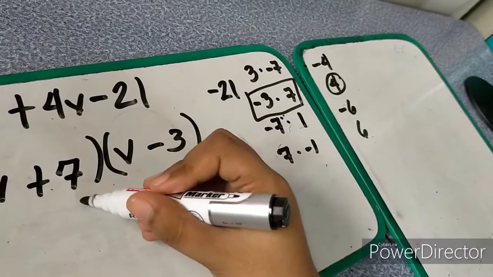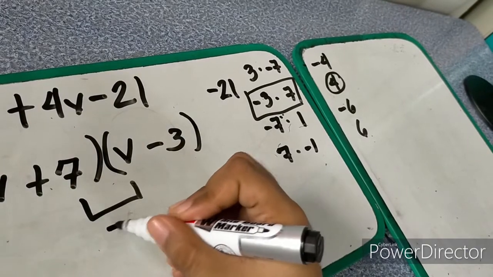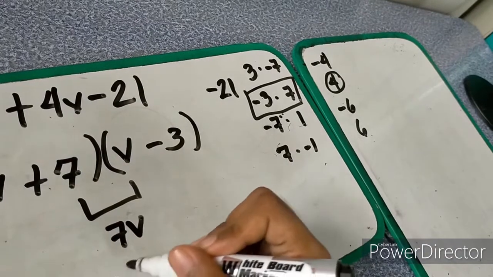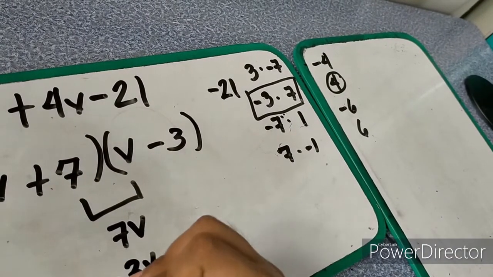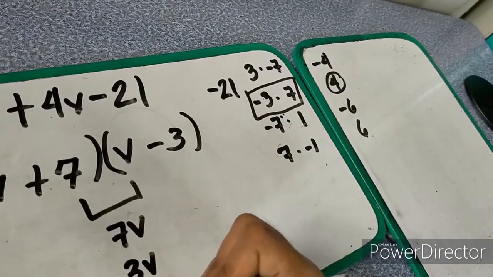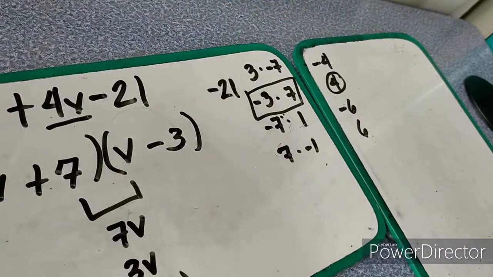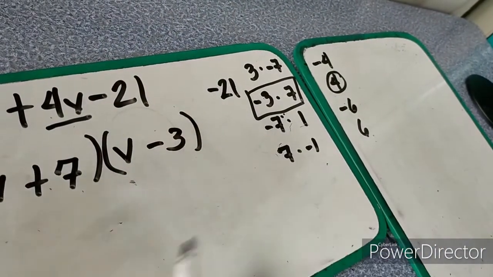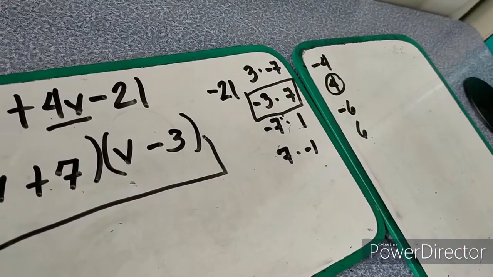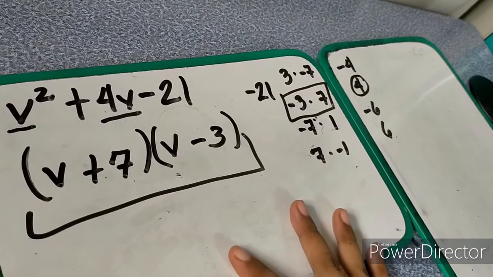Now, let's try to recheck. Positive 7 times v is 7v. Negative 3 times v is negative 3v. Then, add. 7 plus negative 3 is positive 4v. So, nakuha natin si middle term. So, understood that our factor is v plus 7 multiplied to v minus 3.